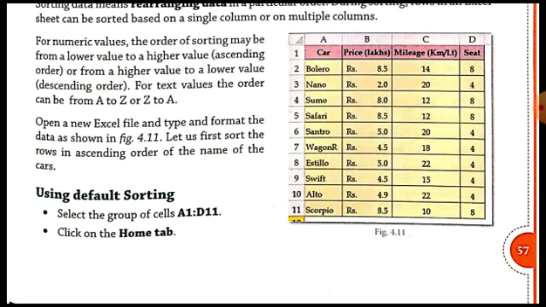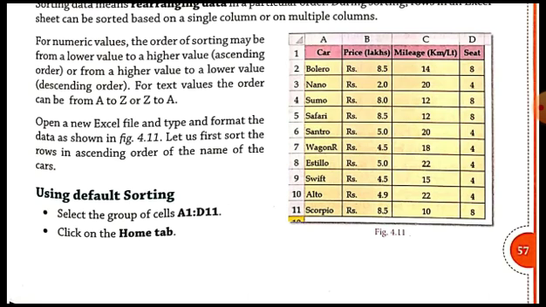For that, we will open a new Excel file and type and format the data as shown in this figure 4.11. In figure 4.11 you can see the data contains the names of 10 cars. Column A has the names of the cars, and column B has the price in lakhs. It shows the price of these 10 cars in lakhs.